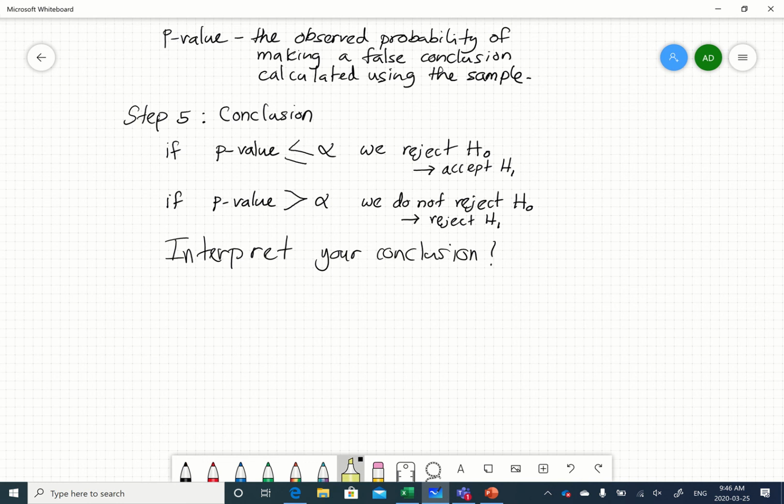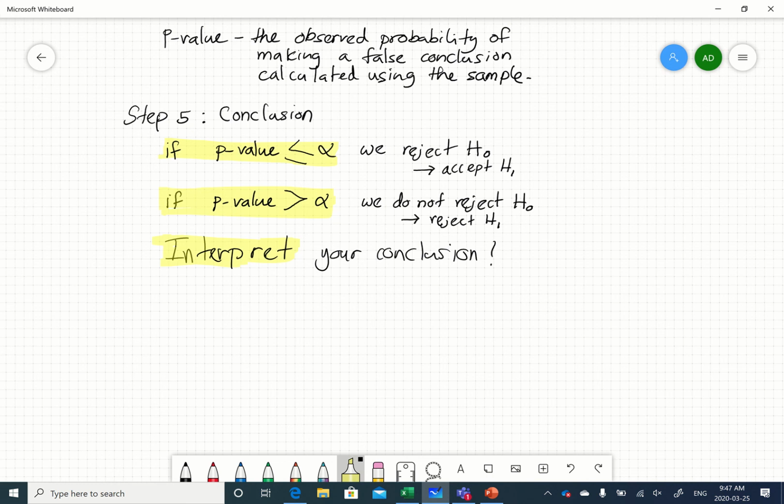So please make that note, correct your notes. If p-value is less than or equal to alpha, we reject H naught. If p-value is greater than alpha, we do not reject H naught. And then based on your conclusion, you have to interpret it, convert it into real life words, right? So that's the complete 5-step process of conducting a hypothesis test.